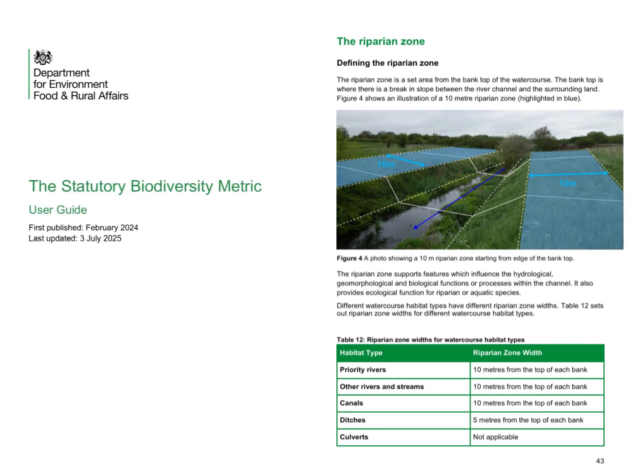The width of the riparian zone varies between the different distinctiveness types as outlined here in the statutory metric user guide.